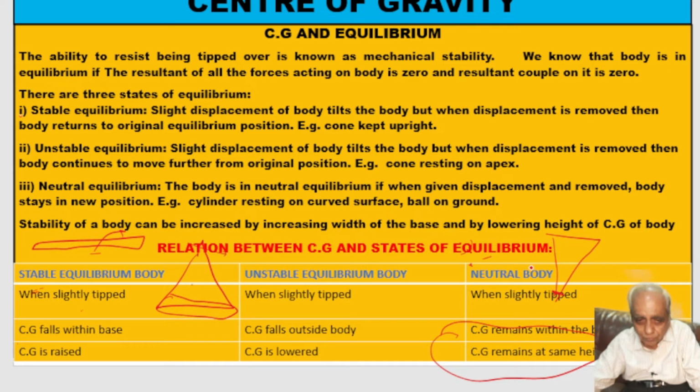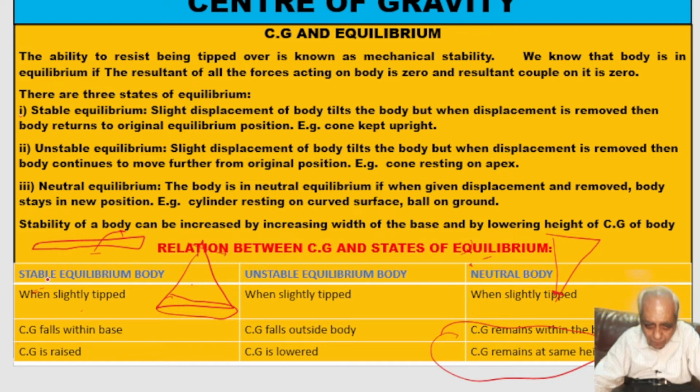Is it all right? So when we are giving a slight tilt, if the body falls down, it is an unstable equilibrium. If on slight displacement the body does not fall down but comes back to its original position when the displacement is removed, it is in stable equilibrium. And if the body remains in a similar manner, it is called neutral equilibrium. Now, how to know which body is more stable and whether it is stable or unstable? So for that I have drawn a table here.